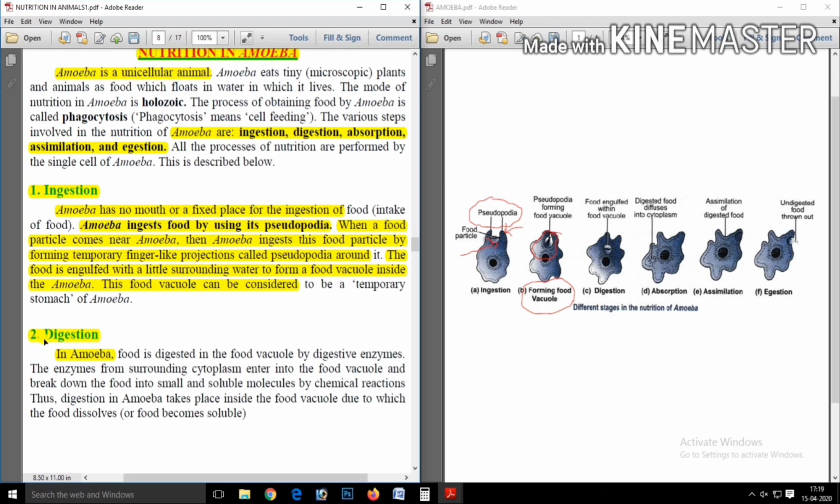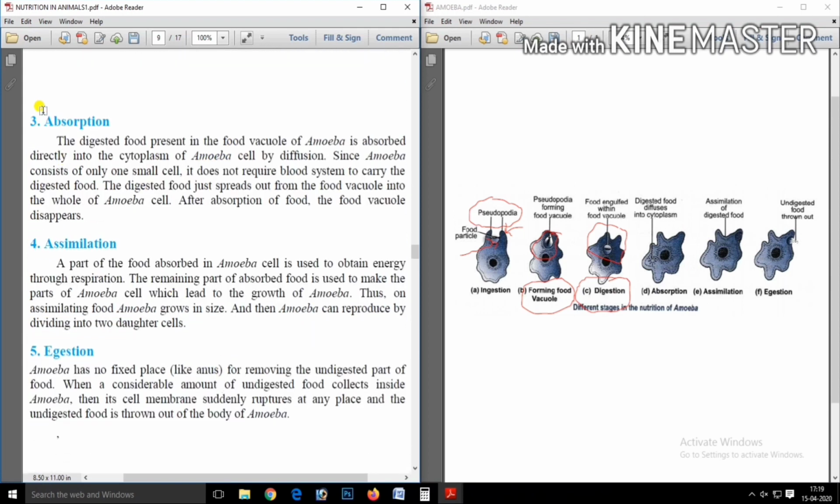The next step is digestion. So when amoeba ingests the food, then they turn the large food molecules into smaller soluble molecules. You can see here in the diagram. Then the third step is absorption. When amoeba digests the food, then the food is absorbed by the whole cytoplasm of the amoeba. And this process is absorption. See here in the diagram, the food is absorbed by the cytoplasm.